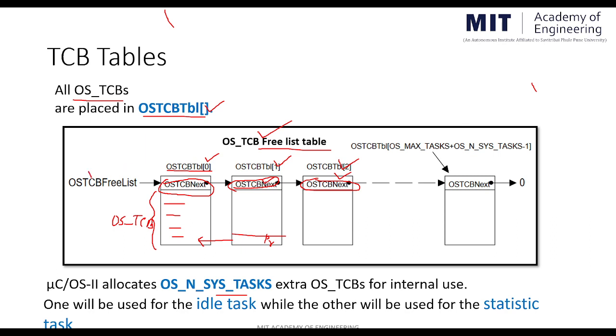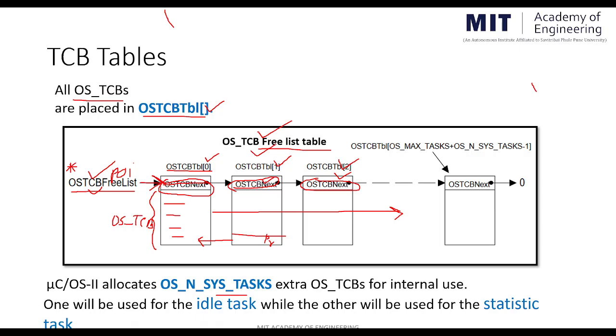Now what is this OS TCB free list pointer? This is the pointer address which is pointing to the particular TCB. So this is a pointer and it is denoted by star in C language. You know, pointer variables are denoted by star. So this OS TCB free list pointer points to the first 0th TCB so that the kernel can understand all the linked TCBs are now free to use. So whatever the TCB which is pointed by the OS TCB free list, after that all TCBs are in the free list.